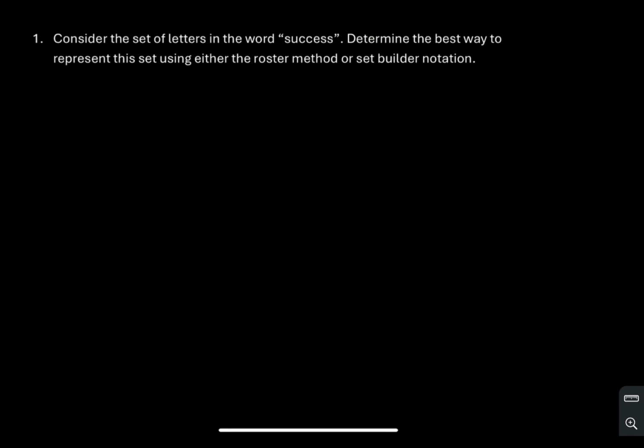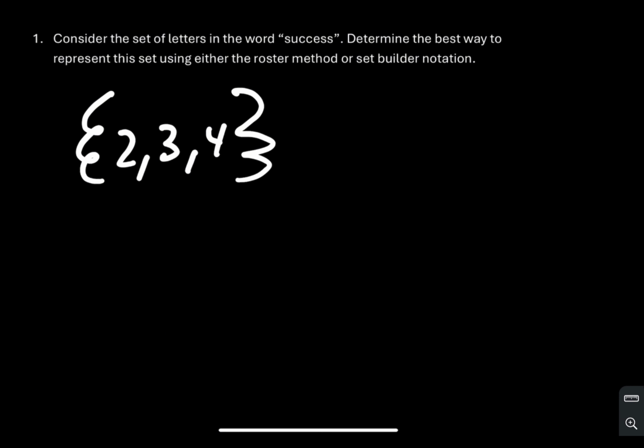Now, you use roster method whenever you have a small amount of elements in your set. So for example, I would use roster method if I wanted to write the set of numbers in between 1 and 5. So a number that's in between 1 and 5 would be 2, 3, and 4. So roster method is used whenever you have a small amount of elements.